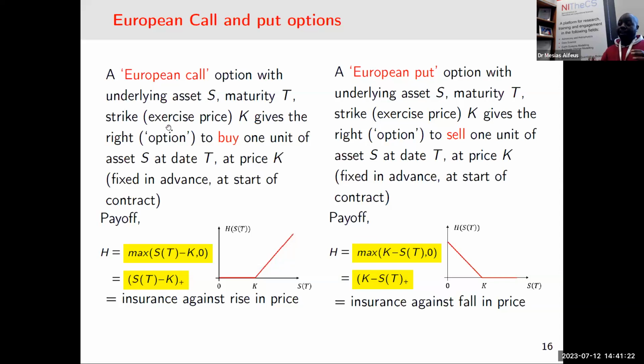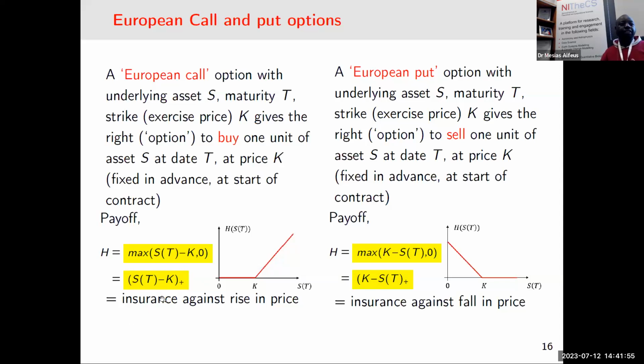It gives you only the right, but you are not obliged to. That means the maximum payoff at maturity, which is denoted by H, is a maximum between the final value ST and K. So for all the ST that's less than K, you see that it's all 0 because it's taking the maximum. But as soon as ST is bigger than K, you have a positive payoff.